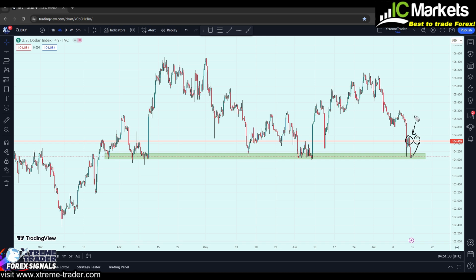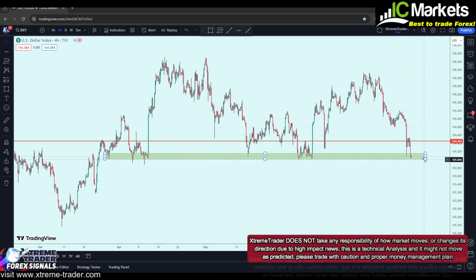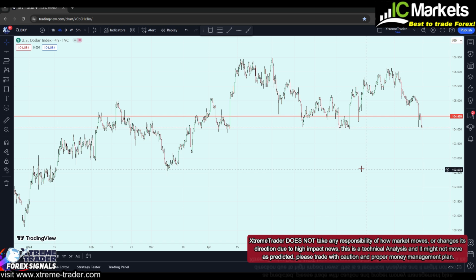So right here we have, of course, resistance number 1, and we will actually expect a bearish reversal exactly at resistance number 2. So that being said, I believe that the DXY is, in my opinion, going to make a pullback by the opening of Monday, and then it will start the bearish fall.